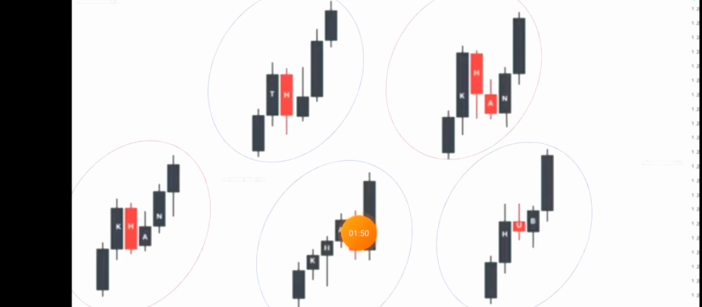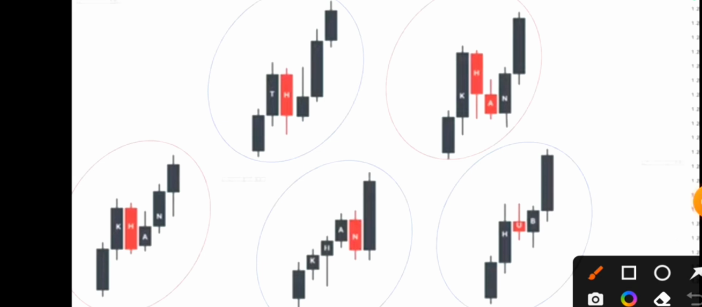So let's assume the black one represents a bullish candle, while the red one represents a bearish candle. Starting from this number one here, you can see this black candle. If you look at this black candle, you are going to see that this is the high. Let me pick out this arrow. This is the high.